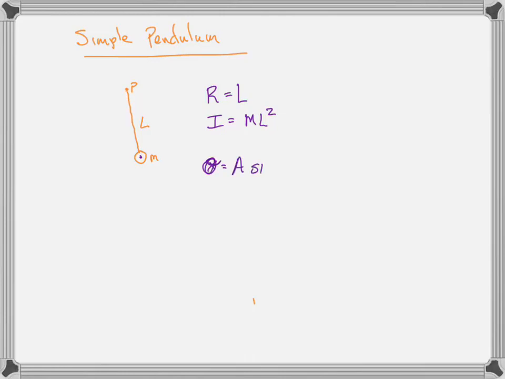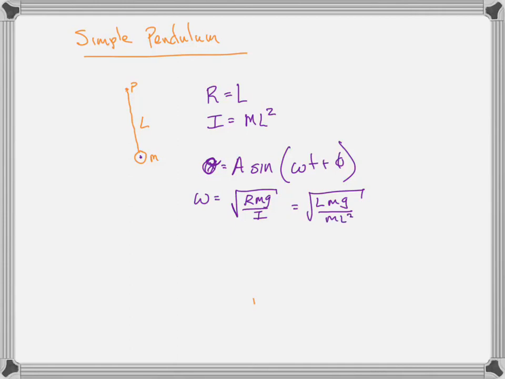Theta is A sine omega t plus phi, where omega is the square root of RMG over I, which is now, for the simple pendulum, L m g over mL squared, which is the square root of g over L. You've probably seen the simple pendulum before, and you knew that the angular frequency was the square root of g over L, which gives us that the period of the simple pendulum is 2 pi times the square root of L over g.